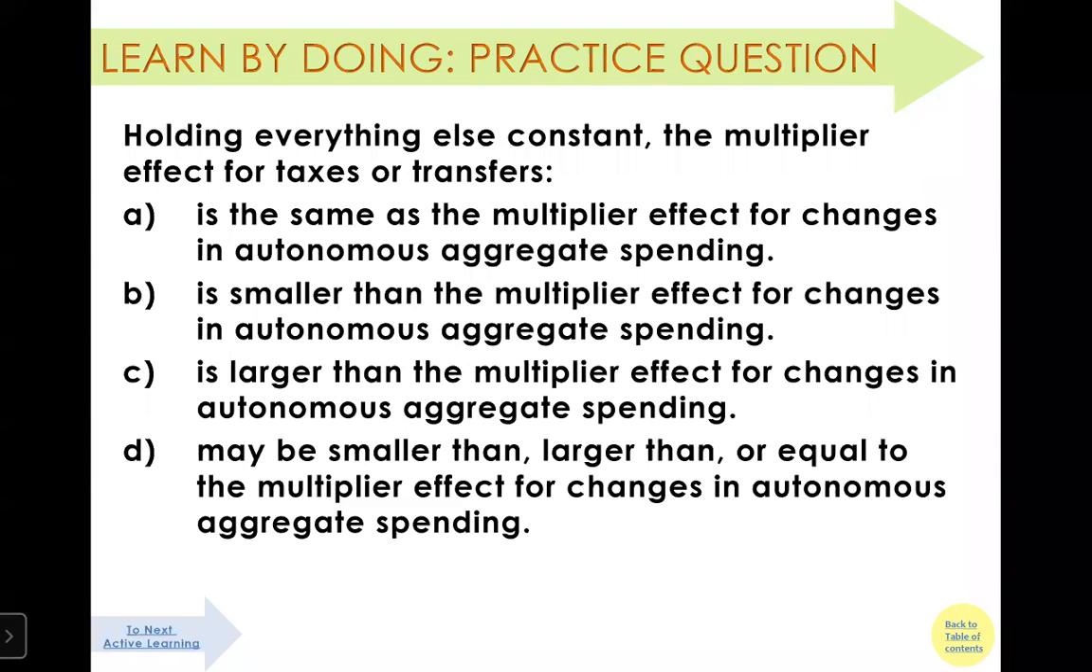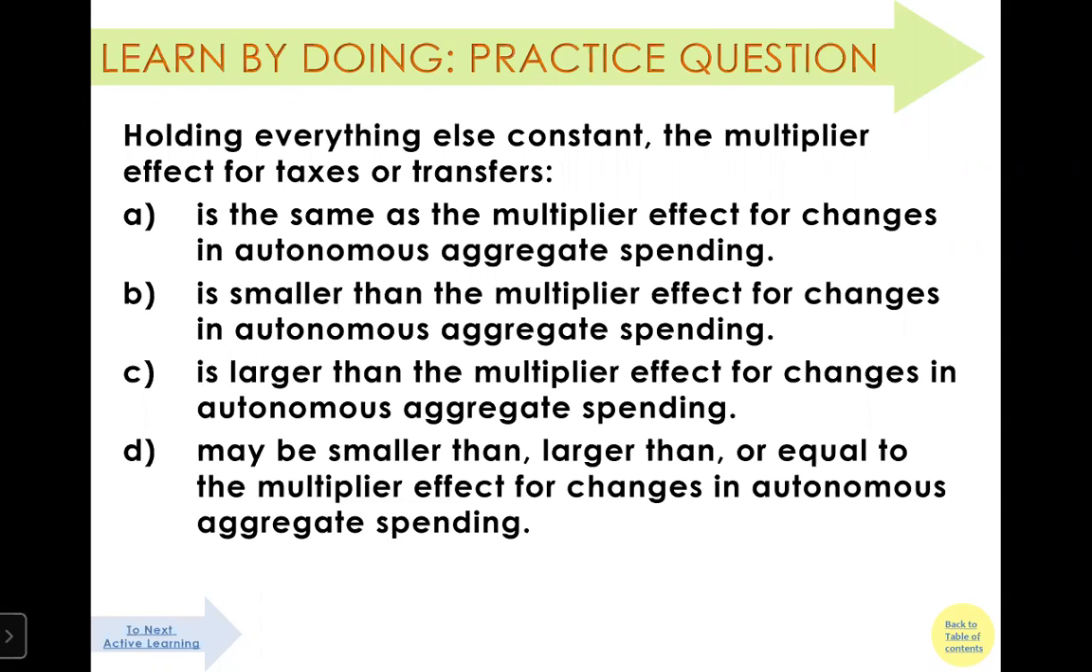Now here we can look at a practice question to understand what we have there. Holding everything else constant, the multiplier effect for taxes or transfer A is the same as the multiplier effect for changes in autonomous aggregate spending. So from the example we just talked about, this is not the case, right?